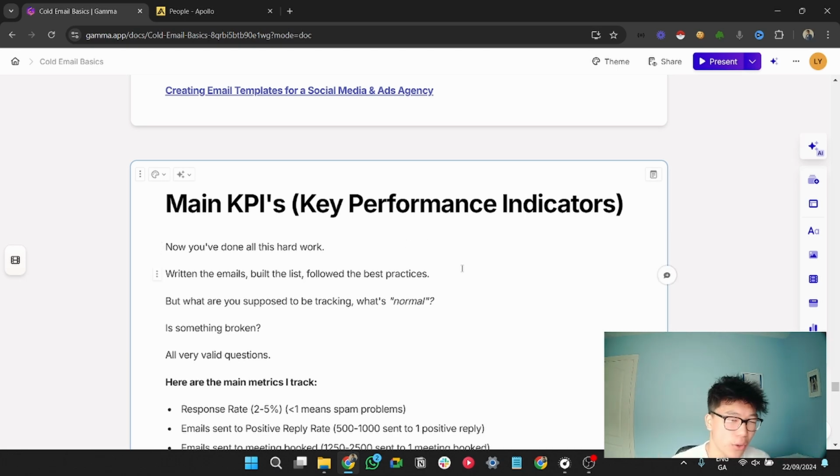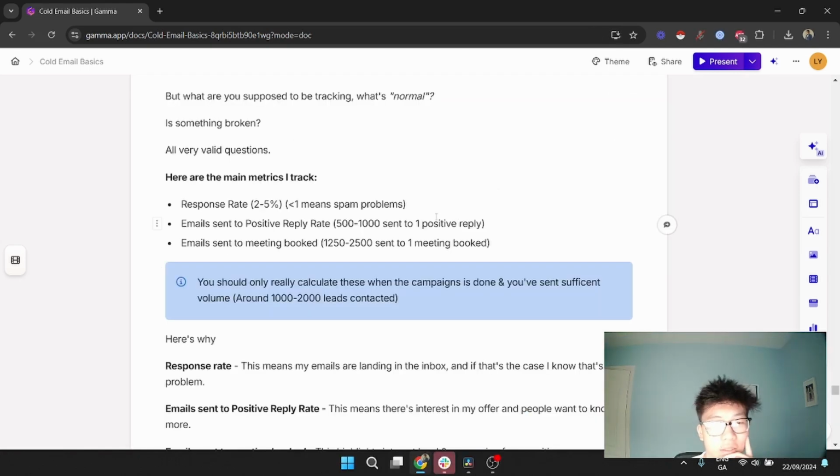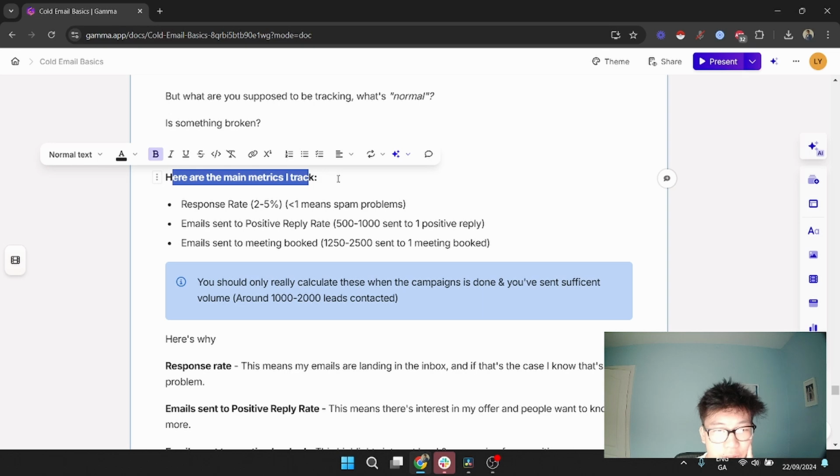But now you don't know what KPIs you should be hitting. Is something broken? You don't know if, let's say, a 10% reply rate is incredible, or a 5% is good, or if it's kind of eh. All very valid questions, right? Awesome. So here are the main metrics I would be tracking.